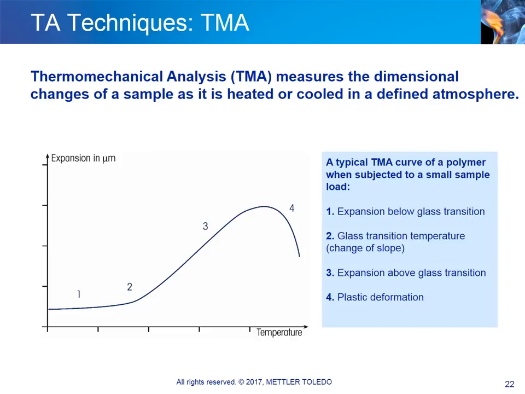1 is the low rate of expansion below the glass transition. 2 is the glass transition temperature at which the rate of expansion increases. 3 is the higher rate of expansion above the glass transition. 4 is softening with plastic deformation under the influence of an applied load.